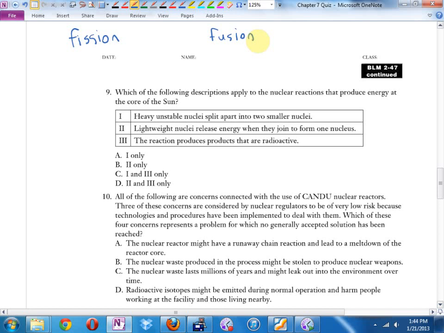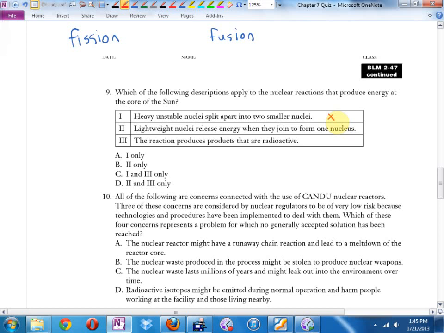Unfortunately, fission leaves lots of nuclear waste, and the nuclear waste is tough to deal with. Fusion is what goes on in the sun. That's when hydrogen atoms become compressed and turn into larger atoms, new atoms with a larger mass. So, which of the following describes the sun? Heavy, unstable nuclei split apart? Nope. That's fission. That's what we do in nuclear reactors here on the Earth.